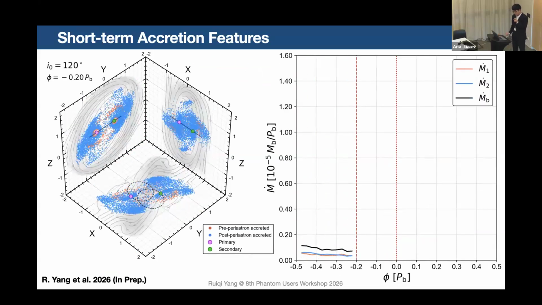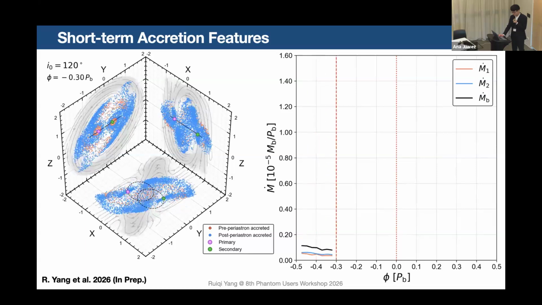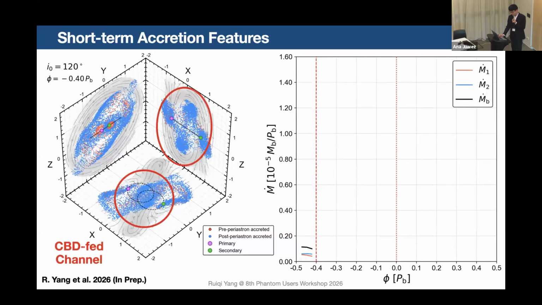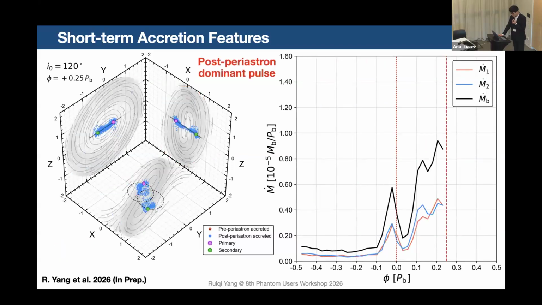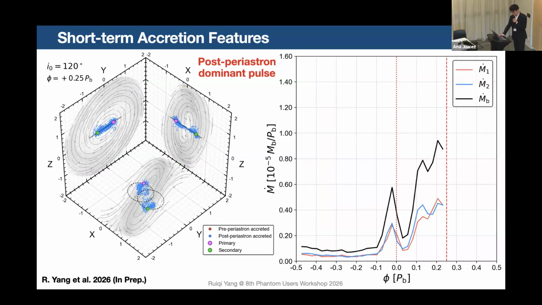And finally, the 120 case. Okay. So there's another gas feeding channel instead of the circumstellar disk feeding channel. You can see that there are also many gas particles inside the cavity region rather than bound to individual stars. And the particles are mainly blue particles, which means they are almost all created after periastron. So in this case, it shows the post-periastron dominant pulse.